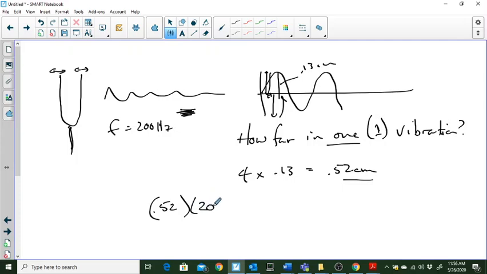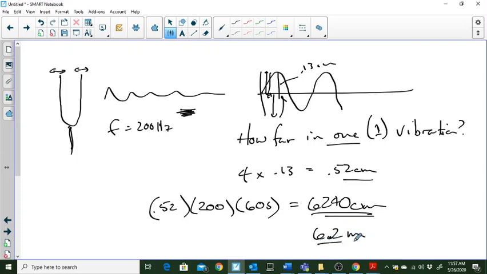It's going to do that 200 times a second, but it's going to do it for 60 seconds. So if we go 0.52 times 200 times 60. I did that wrong. 0.52 times 200 times 60. We get a value of 6240 centimeters. And I think the answer key talks about it as being 6.2 meters. So every minute, that's how far it goes back and forth.